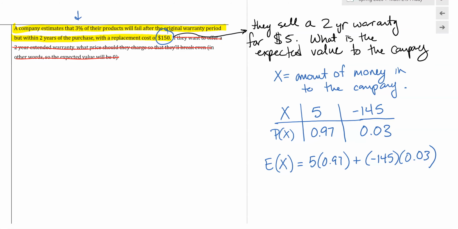Hold on a second. I don't have a calculator here. Okay, I had to pause it to go find a calculator.